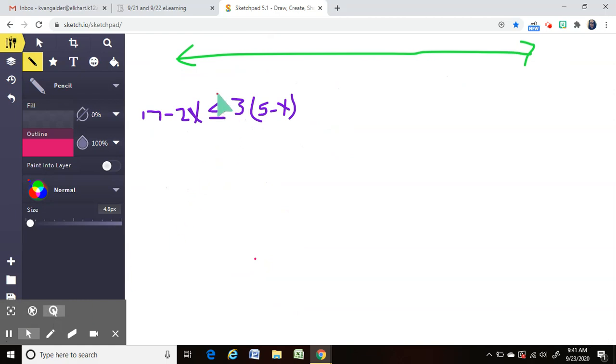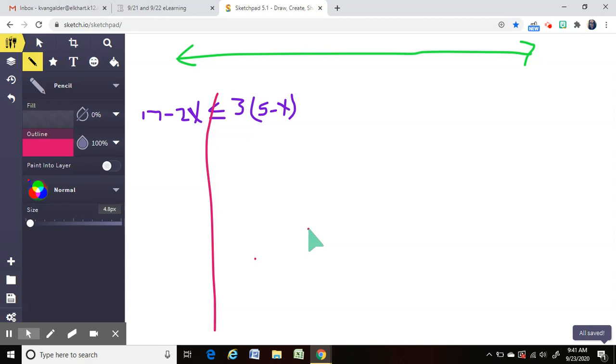All right, so the next one, once again, we are going to draw the line down the middle like we normally would. I have distributive properties, so I have to distribute. So that's going to be 15 minus 3x, and then I have minus 2x over here, and 17.